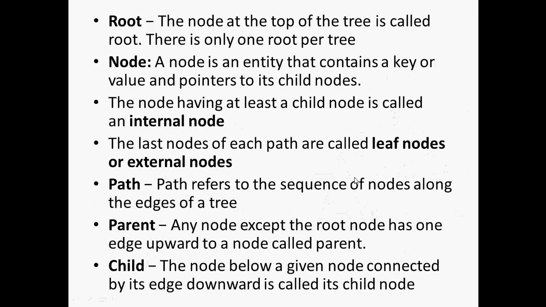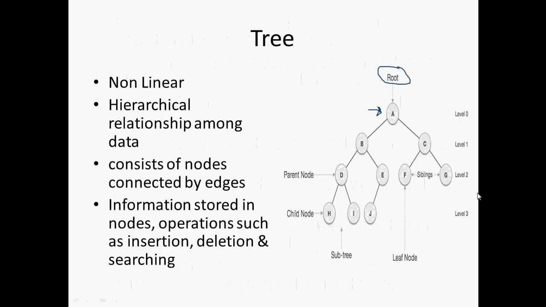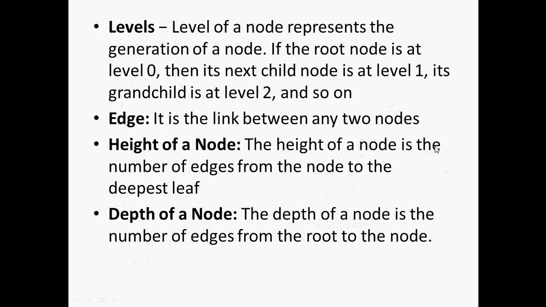Child: the node below a given node connected by an edge downward is called a child. See here, node E has a node connected downwards, that is J, and so J is a child of E. F is a leaf node, it doesn't have any downward connection, so it doesn't have any child. A is a node which has two downward links, one to B and one to C. So A has two children, B and C.